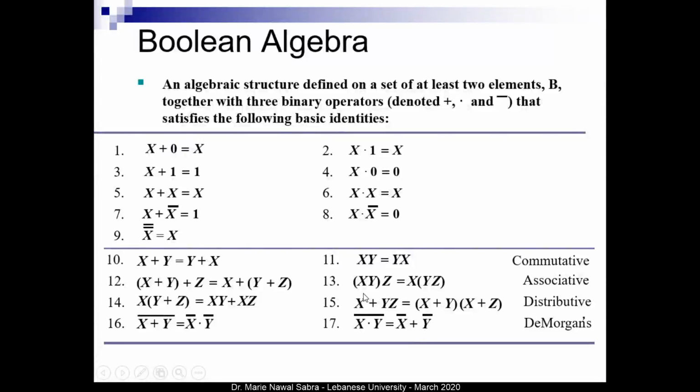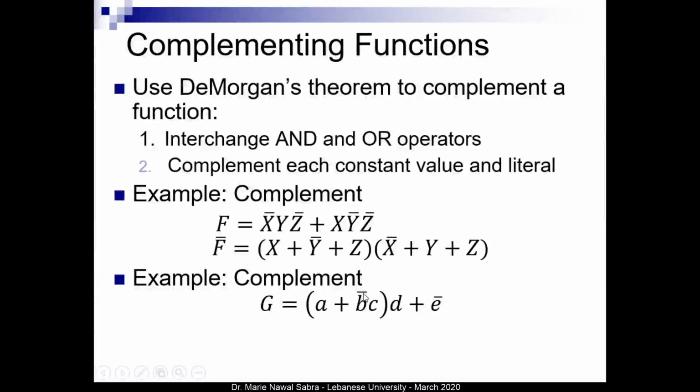I will stop on these. We have here an example on De Morgan's law. If we want to complement, take the opposite of an expression, like f equals x bar y z bar OR x y bar z bar, it is going to be x OR y bar OR z. So I invert the value of the variables and of the OR and AND. So if I want to complement this expression, what does it become?